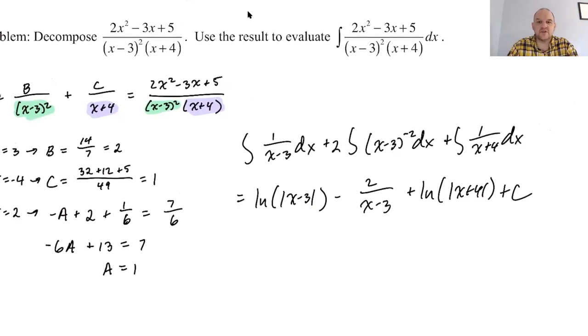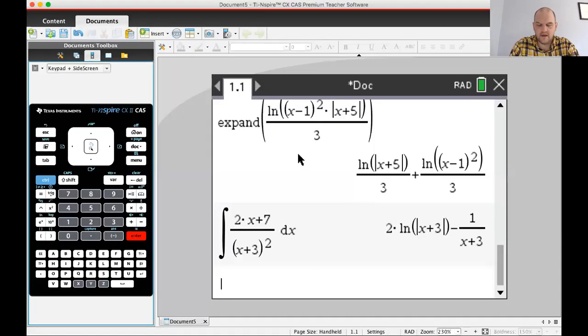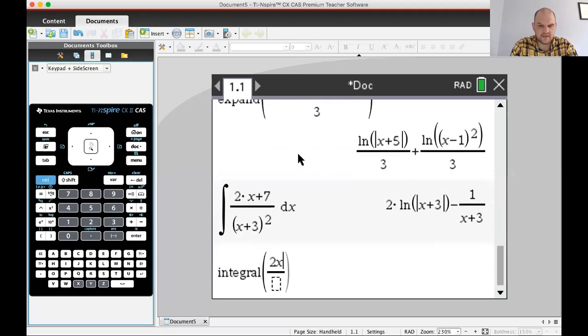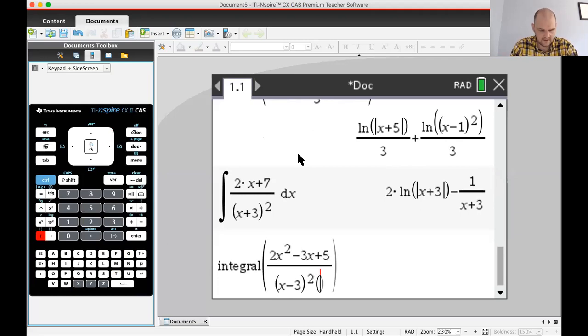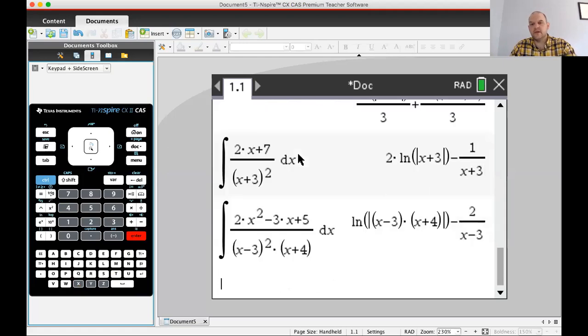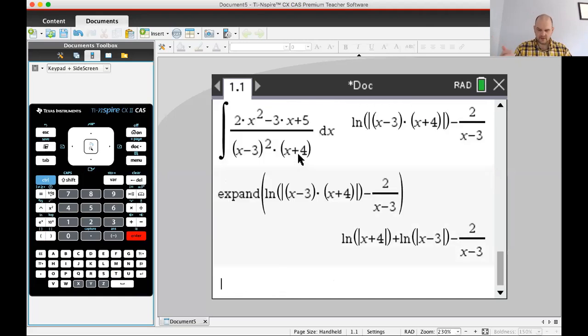Probably. I probably should have checked the expansion before I did the problem, but can't win them all, you know. Integral of 2x squared minus 3x plus 5 over quantity x minus 3 squared. So that was our repeated linear factor. And then x plus 4 is a non-repeated linear factor because it's the first power. All right, so can I expand this? Expand. Oh, I love that trick. So natural log absolute value of x plus 4, natural log of absolute value of x minus 3, minus 2 over x minus 3, plus c because we're humans. So we got it. So I think that's pretty good.